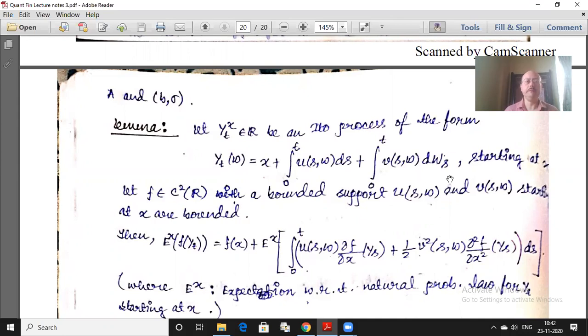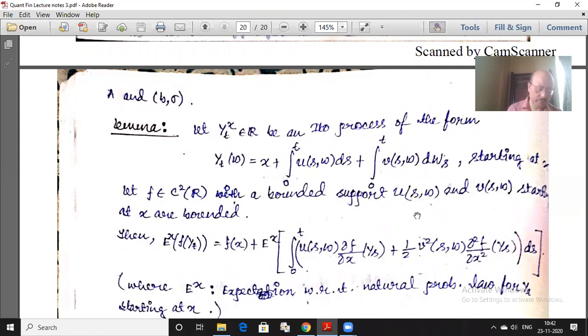So for an Ito process, the first question would be, okay, so what is my set D_A? Now this result says that let f be in C^2(R). So f is sufficiently smooth. C^2 means the second derivative is continuous, with a bounded support. So f must be sufficiently smooth and must have a bounded support.